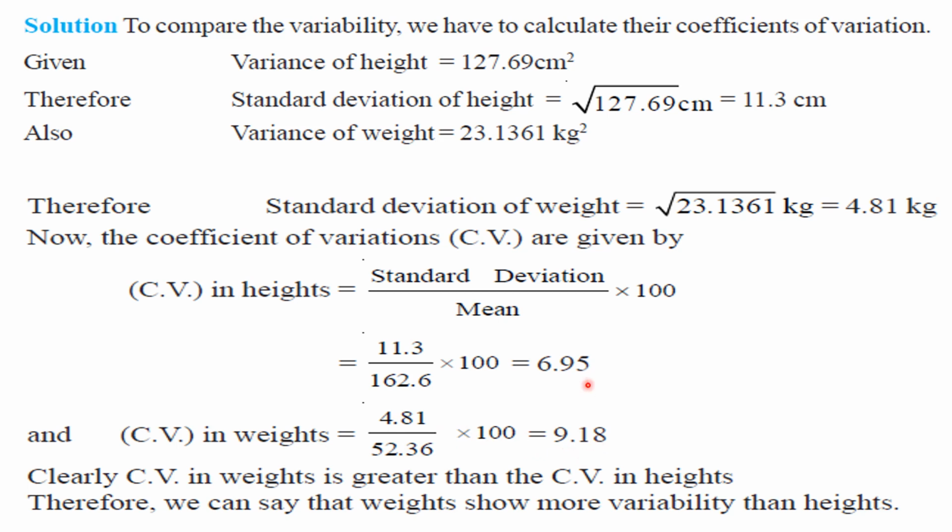9.18. Now by comparing these two numbers, what will you observe? Clearly, coefficient of variation in weights is greater than the coefficient of variation in the heights. Therefore, we can say that weights show more variability than heights. Is this point clear, my children? Right.